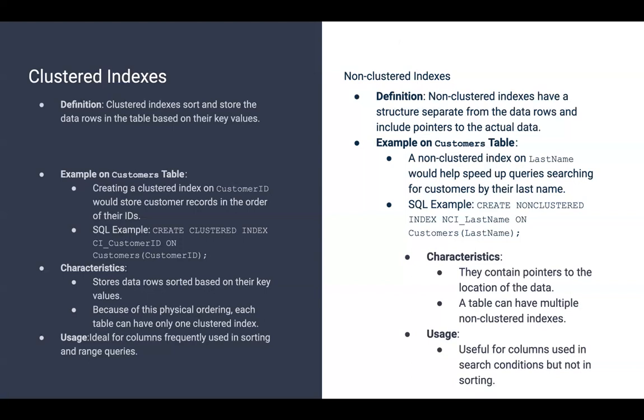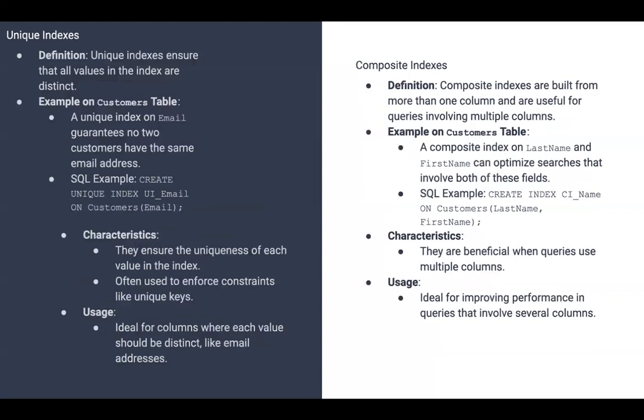As we can see, clustered indexes are best for columns which are used frequently in sorting and range queries, and they are ideal for primary keys. Also, non-clustered indexes are suitable for columns used in search conditions but not in sorting, and they are effective for columns used in joins and WHERE clauses. So let's see what unique indexes are.